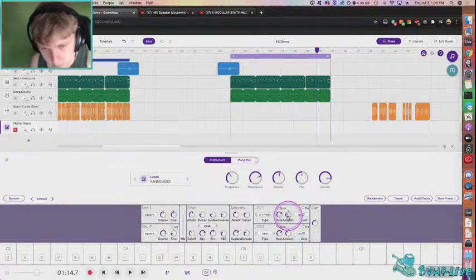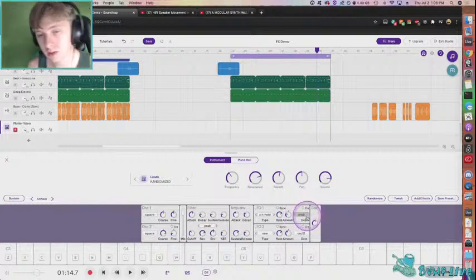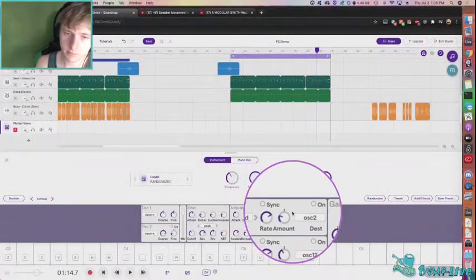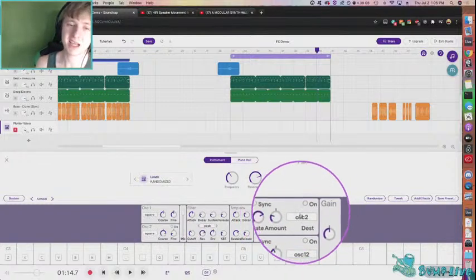So rate tells you how fast that oscillator is going to be moving. Well, in this case, it's going to be like jumping around because it's sample and hold. The amount, also the destination here, the amount determines how much modulation is going to be sent to this destination.